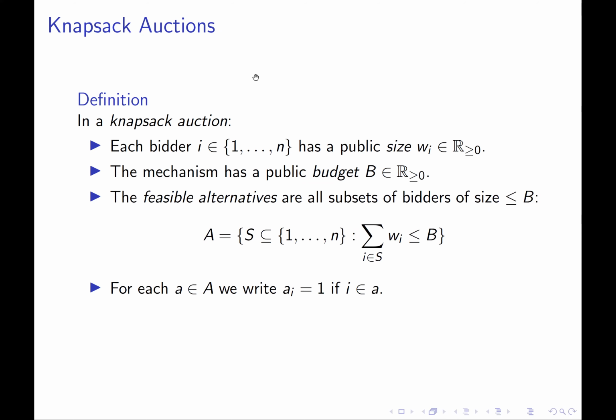And so notationally, even though you can naturally think of the feasible alternatives as sets of bidders, I want to sometimes write them in terms of an indicator vector. So I'll think of an alternative A as being a vector of length n, where A_i is 1 if bidder i is one of the winners and A_i is 0 otherwise. This is just notation to write, for example, a set as its indicator vector.